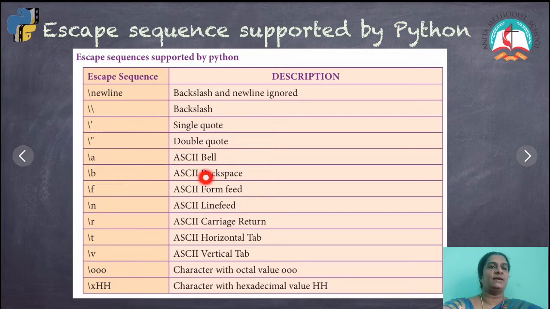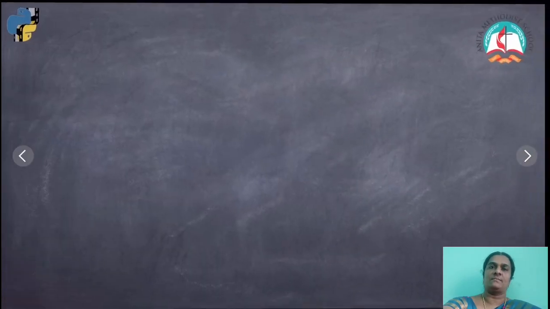This is ASCII bell, B for ASCII backspace, F for form feed, N for line feed, R for carriage return, and T for horizontal tab, V for vertical tab, and O for octal, and X and H for hexadecimal. This is an escape sequence supported by Python.